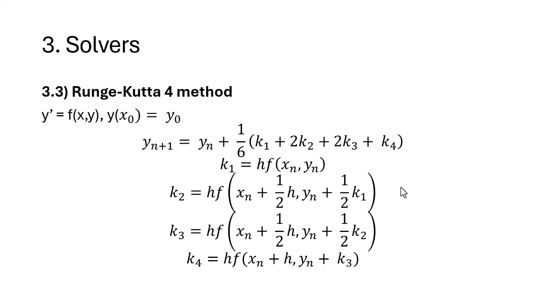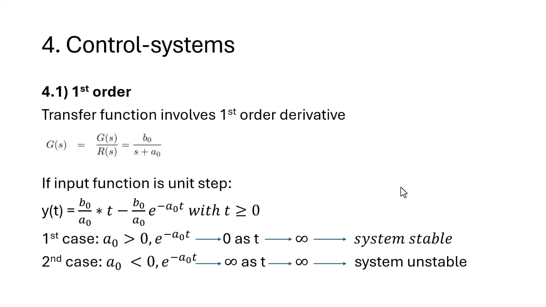And then we can see here the formulas for the variables k's are all here. And one thing to note is that it solves the equation under the same form as the Euler's method, which is y prime equals f of x, y. And now we're gonna move on to the control system.